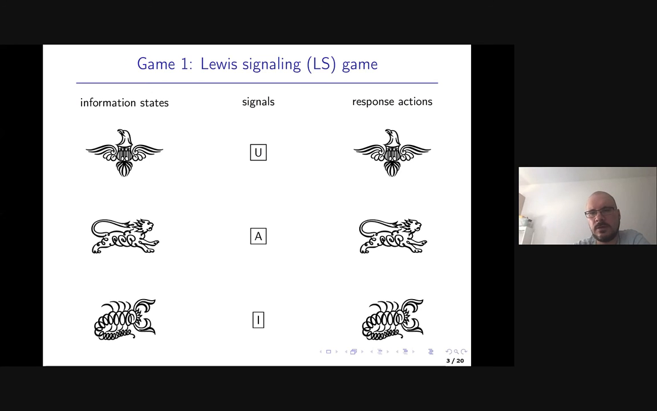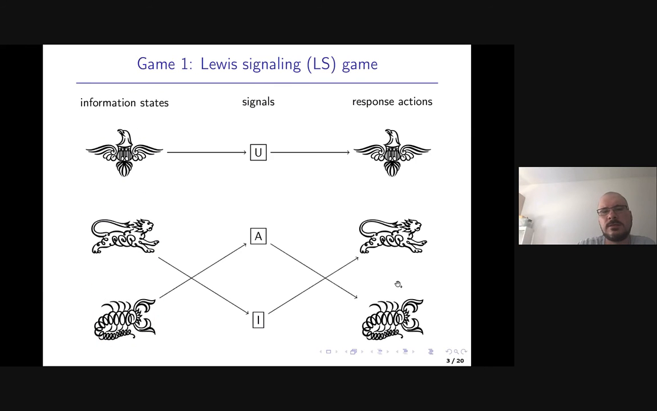You can have alternations to this, but this is really the most basic setup that I plan to use, or I use. And now, what do strategies look like? These are then just simple mappings, and you can have all different kinds of mappings here. And this would be a combination of mappings that Lewis called a perfect signaling system. So these are one-to-one mappings between information states, signals, and response actions, and they lead to perfect communicative success.